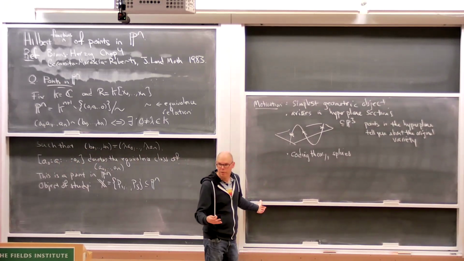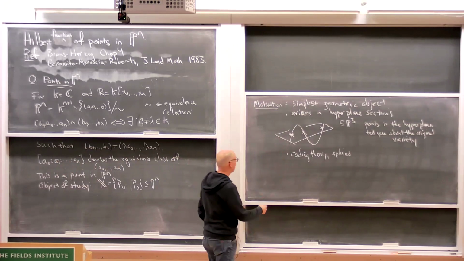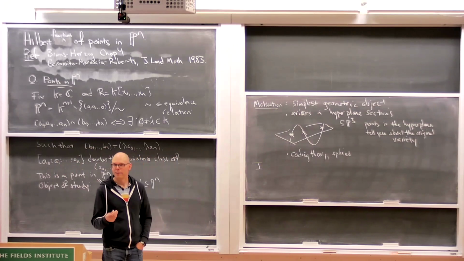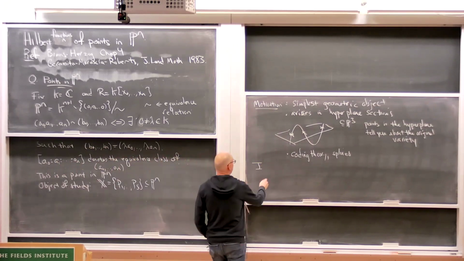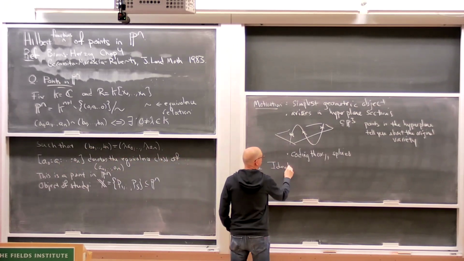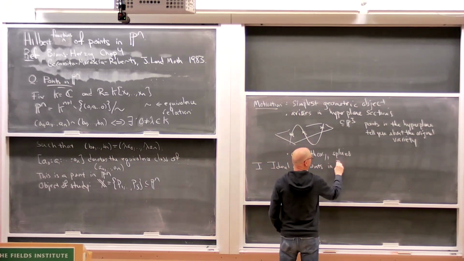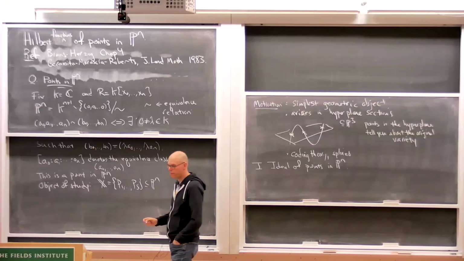We're all in commutative algebra here, right? This is a lot of geometry, and everybody got a little scared. So let's put the geometry away and bring back in the algebra. So let's talk about the ideal of points in projective space. What can we say about that?